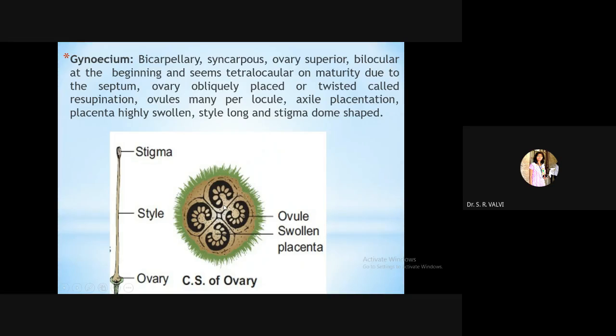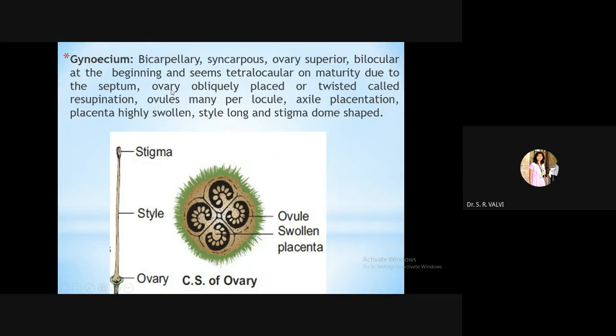So hence bicarpellary. But at maturity, see my cursor again, this is the false septum which is going to form, and hence the ovary is going to appear like a four chambered structure. Four locule like structure, and hence you are going to see a tetralocular structure, but actually it is due to the false septum which is formed. Basically it is only two, not four.